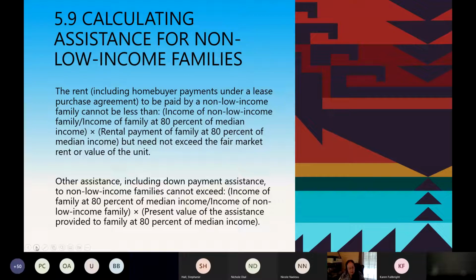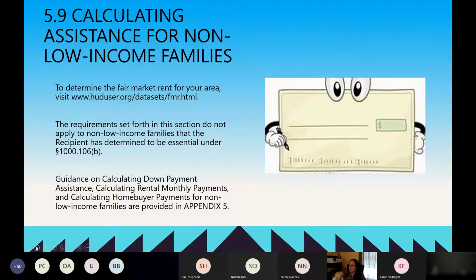Other assistance, including down payment assistance for non-low income families, cannot exceed the income of a family at 80% of median income divided by the income of the non-low income family, multiplied by the present value of the assistance provided to that family at 80% of median income. And that's confusing the way that reads in my eyes. So I have it broken down somewhere later that I'll show you, a lot easier to follow.